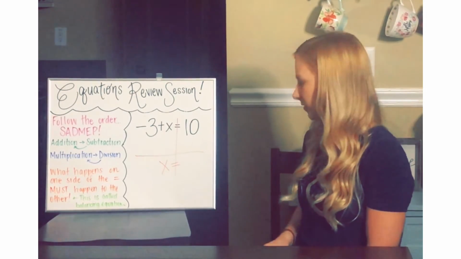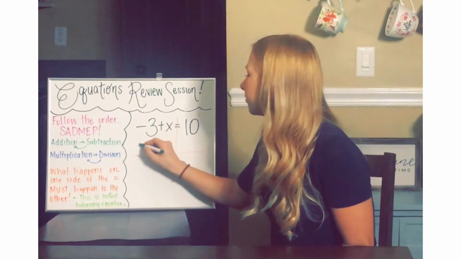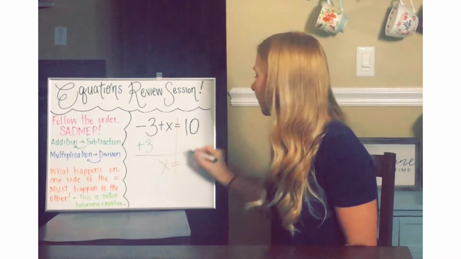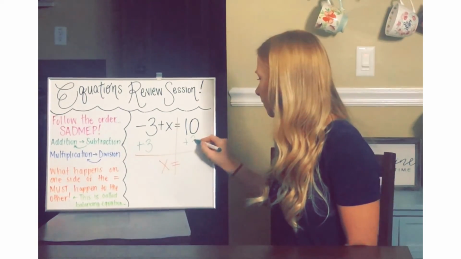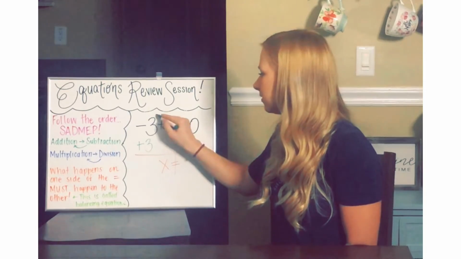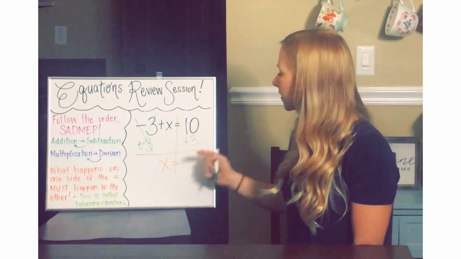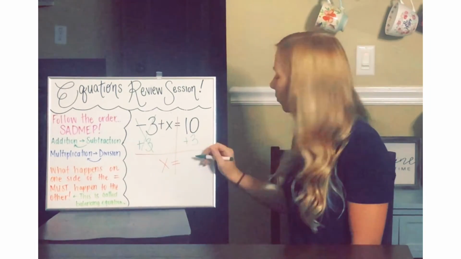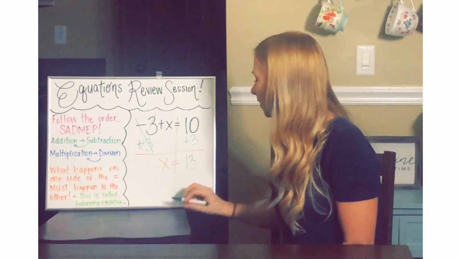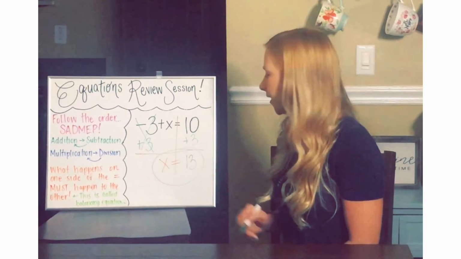And the opposite of negative 3 is positive 3. Negative 3 and positive 3 are going to cancel out. My x will drop down to my box, and then I just have 10 plus 3, which equals 13. So my final answer is x equals 13.